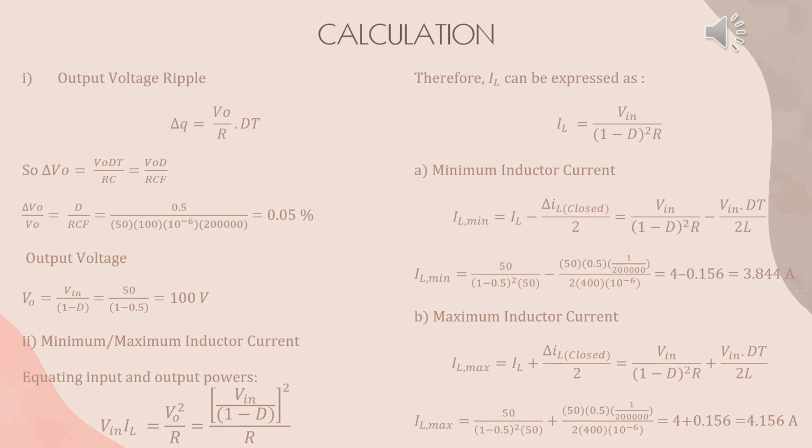The same goes for maximum inductor current, but the formula is a little bit different. In minimum inductor current we need to minus, but in maximum inductor current we need to plus both of the values. So IL max equal to Vin over (1 minus D) squared times R, plus Vin times DT over 2L, and we got the final answer for maximum inductor current of 4.156 ampere.